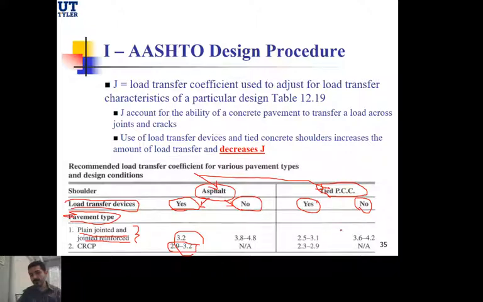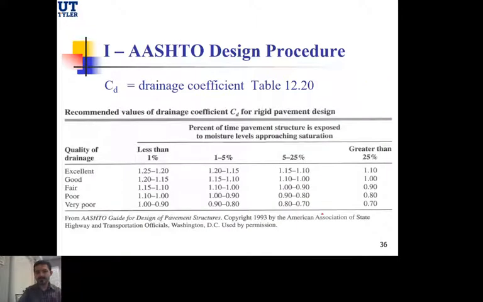And as you can see, the best case scenario in this table is to have a tied PCC with some sort of load transfer, and of course a continuously reinforced concrete. So this number right here is considered to be the best case scenario, which is 2.3. Next is the drainage coefficient. Again, the structure of the table looks very similar to what we've discussed for the M value, which is the drainage coefficient. But again, here it has its own table.